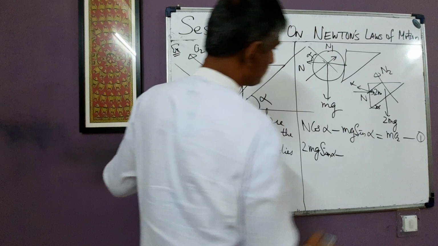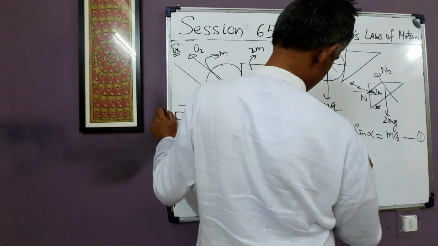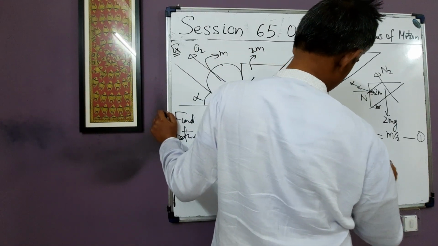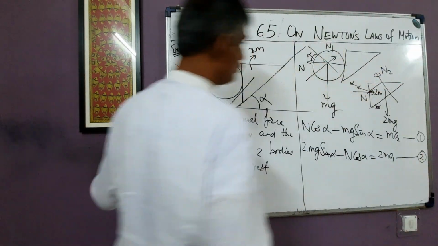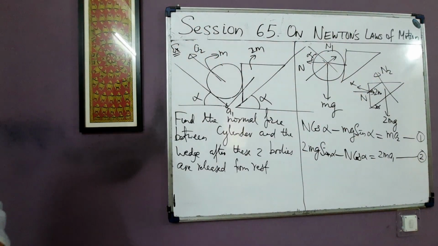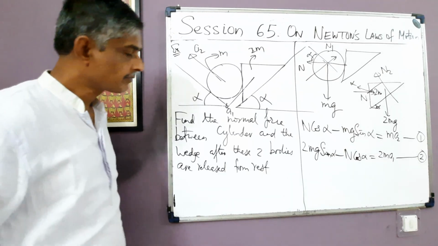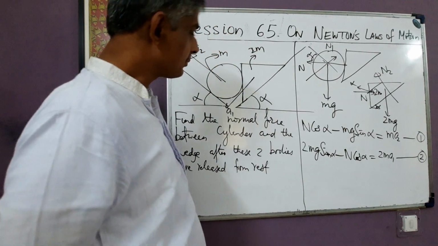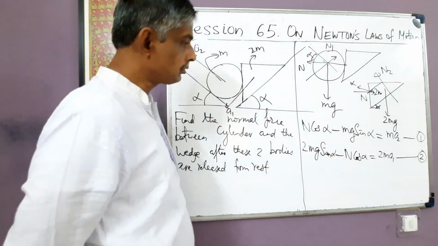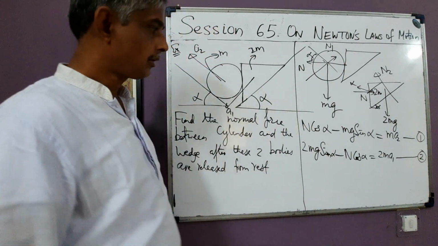2mg sin alpha minus n cos alpha is equal to 2ma1. Okay, fine, alright. So n cos alpha minus mg sin alpha equal to ma2. 2mg sin alpha minus n cos alpha is equal to 2ma1. Alright, fine.